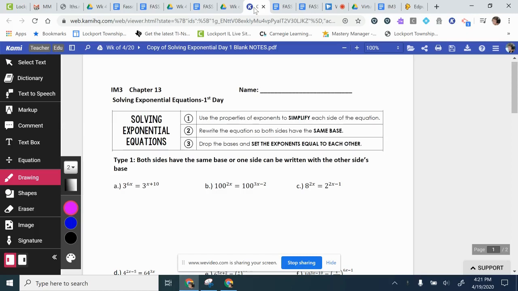To solve exponential equations with the same base, the property we're going to use here is: if a to the x equals a to the y, so we have two equivalent powers with the same base, then we can conclude that x is equal to y.